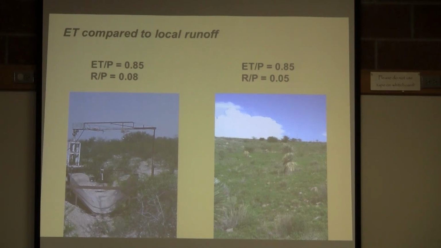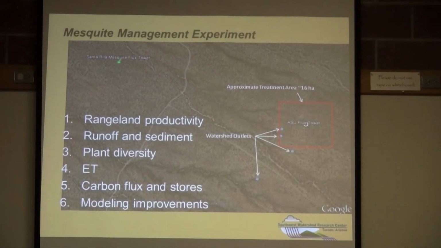So hopefully I've convinced you that there's not a lot to do with brush management, or mesquite versus grass, in the upland areas. The evapotranspiration is really just what the precipitation is. You don't actually need that many fancy measurements. If you had a precipitation gauge out there, you could do a really good estimate of what your evapotranspiration is.